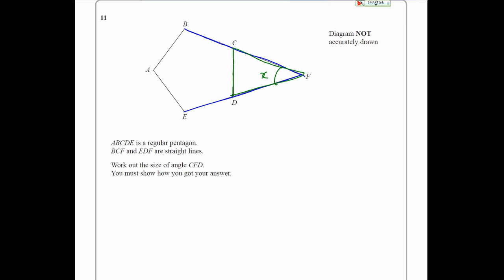Now this shape here is a regular pentagon, as we're told in the question. So it's got 5 sides, it's got 5 angles, and they're equal angles. Now these are called the interior angles. The ones that we're actually interested in are the ones on the outside here, and they're actually going to be the same. So if we know one, we know what they both are.